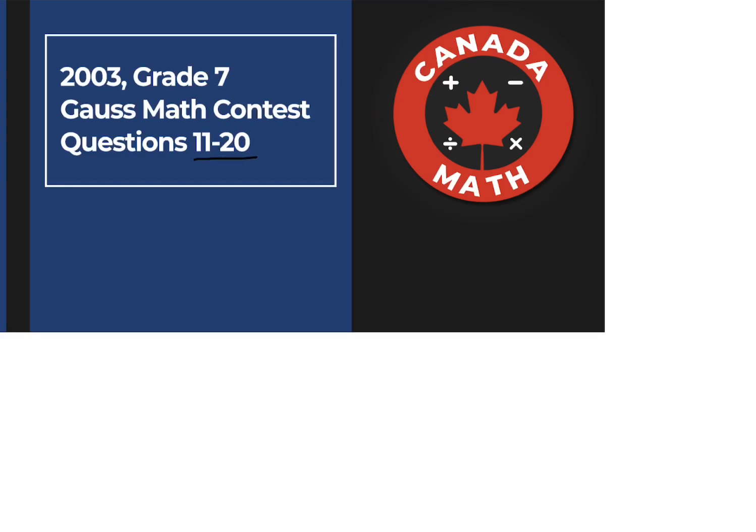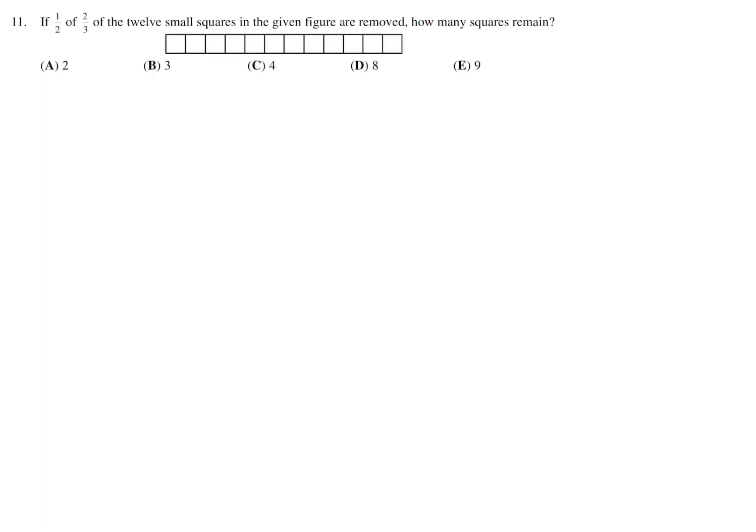Questions 11 through 20 on the 2003 Grade 7 Gauss Math Contest. If 1/2 of 2/3 of the 12 small squares in the given figure are removed, how many squares remain?